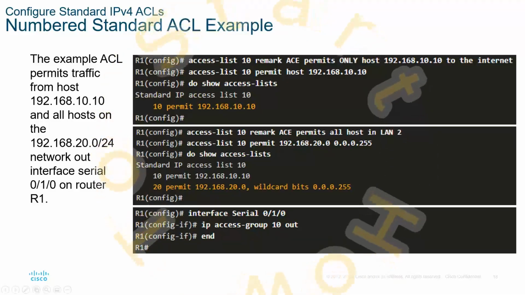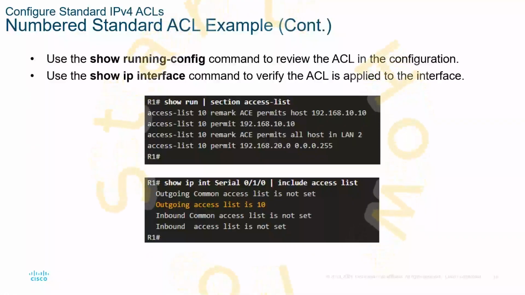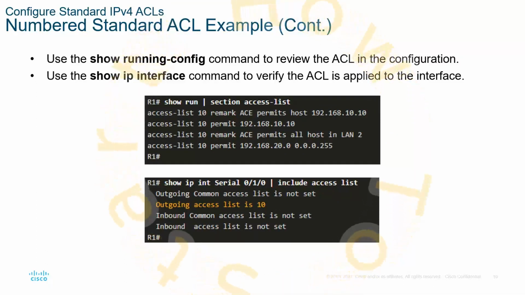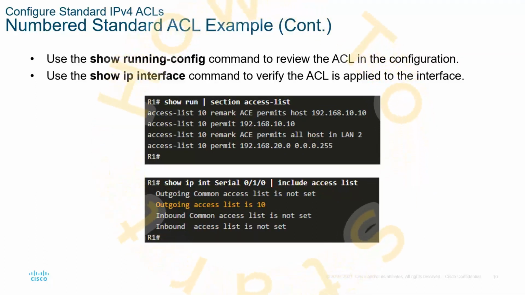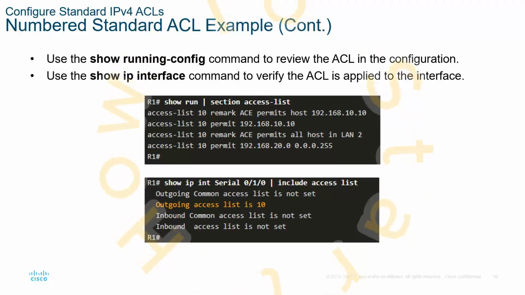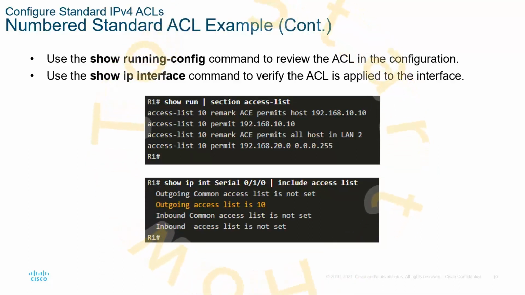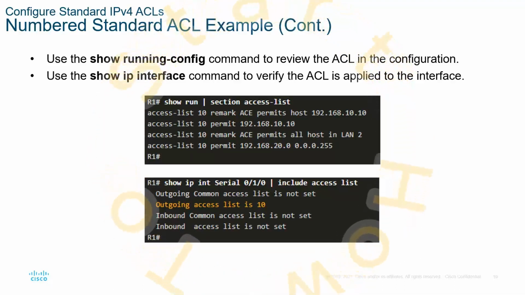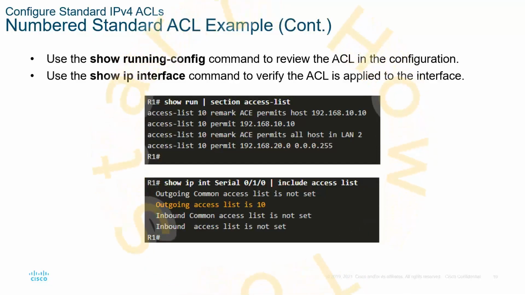So how do you verify? We can verify using two show commands. We can do show running-config, pipe in the section we want to look at, access-control-list, or we can do a show ip interface and we can look at the access lists that are applied to that interface.